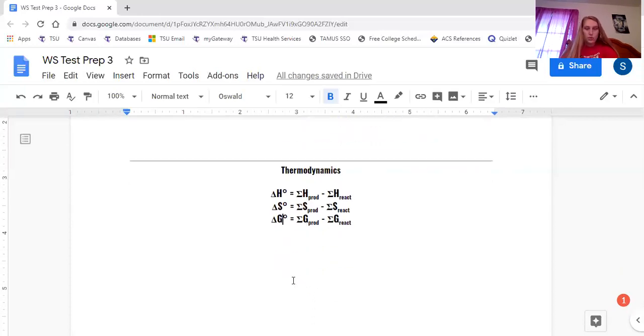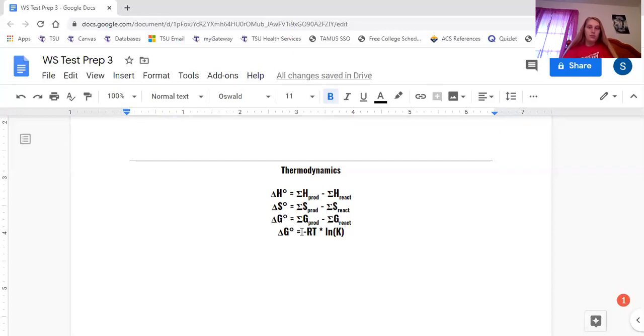And there's most of those. There's another equation for delta G also that we can use. And that is going to be equal to negative RT times the natural log of K.